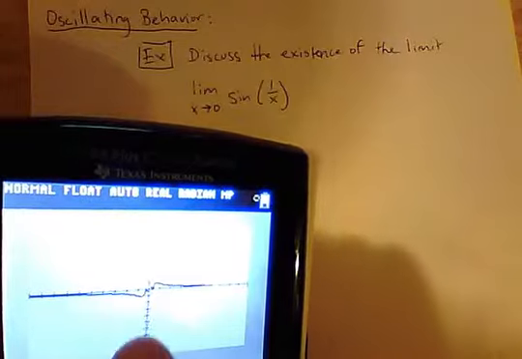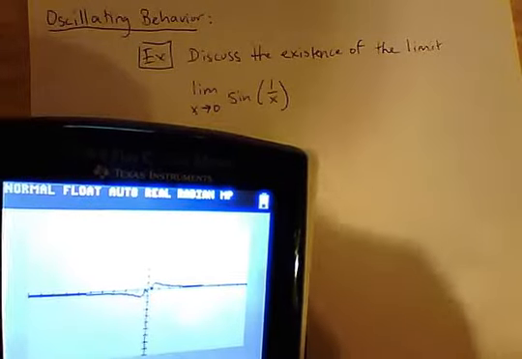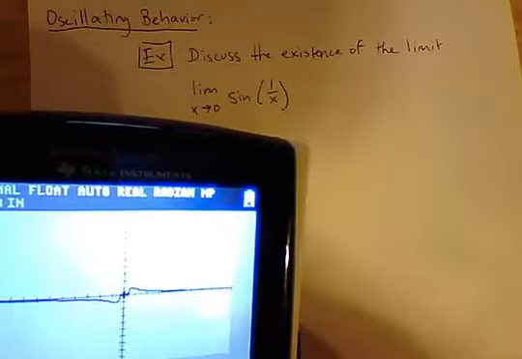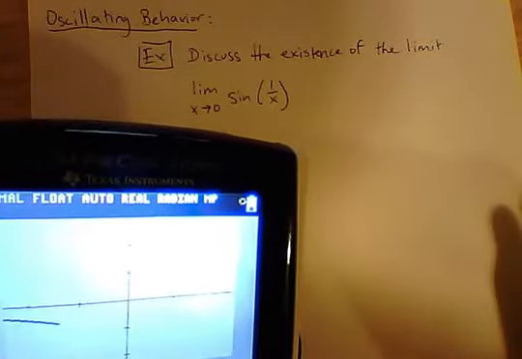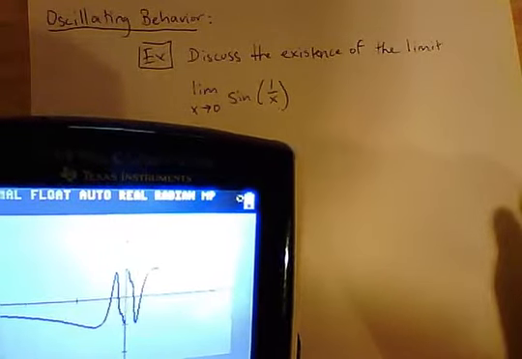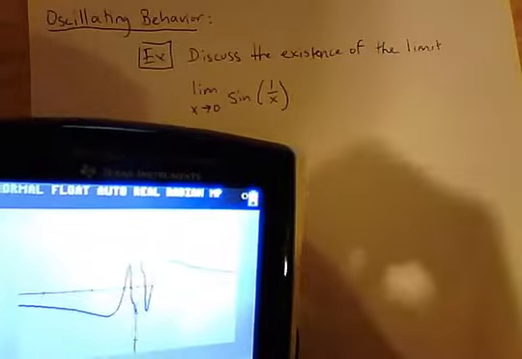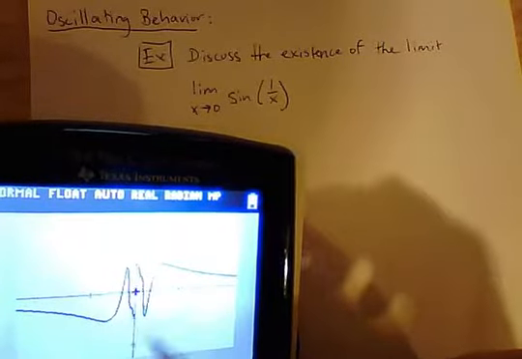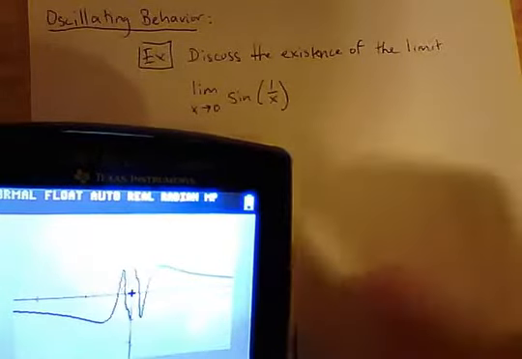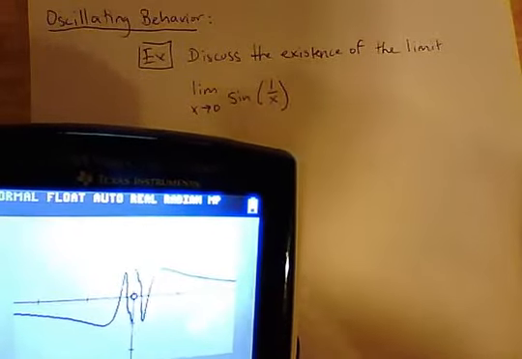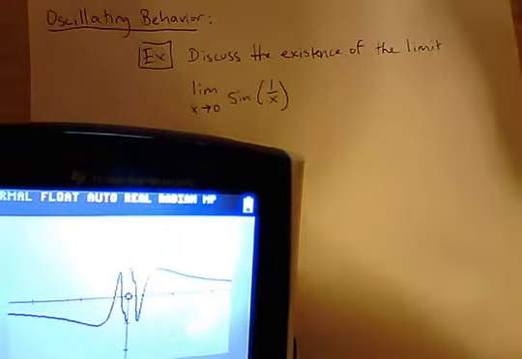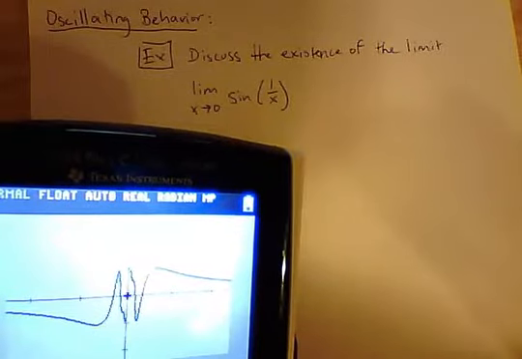So you can see it does something kind of interesting here in the middle. Let's zoom in there to get a better look. It looks like it kind of goes up and down in the middle. What this graph actually does in the middle here, and we'll explain it numerically in a second, is it oscillates, which means it goes forever up and down between two y values.